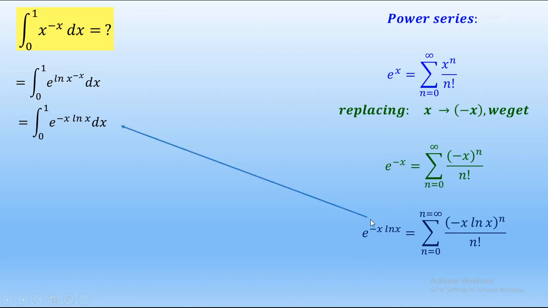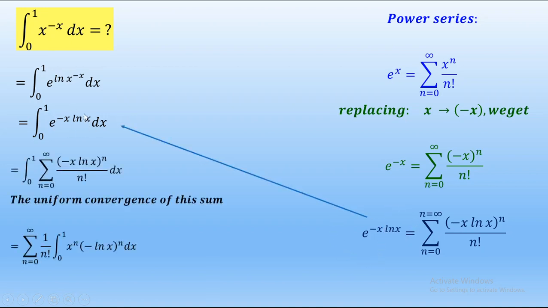Now this value can be put over here. So the integral can be seen as the integral from 0 to 1 of the summation n equal to 0 to infinity of minus x ln x whole raised to the power n by n factorial, and integration is with respect to x. This is a uniform convergence, that is, the sum that will be obtained will be convergent, and we can proceed with the further solution.